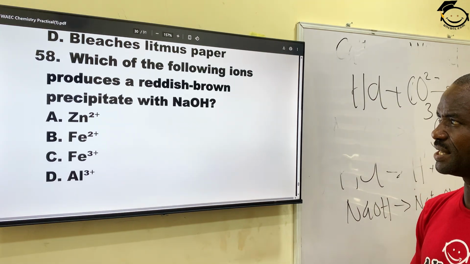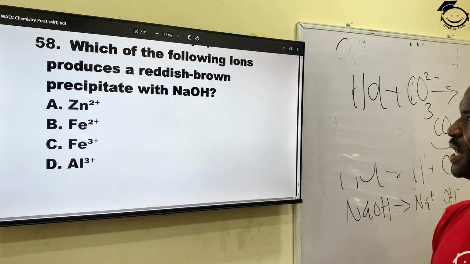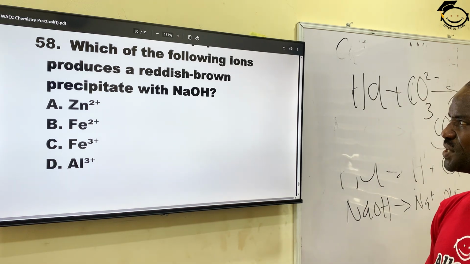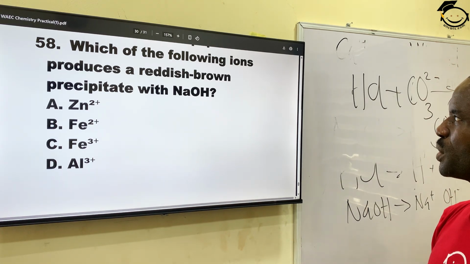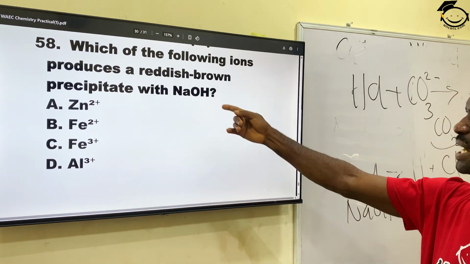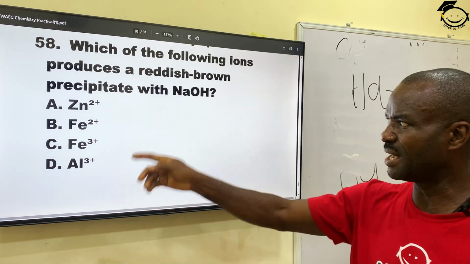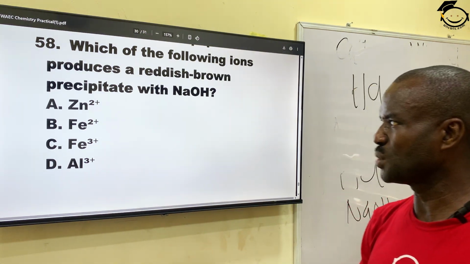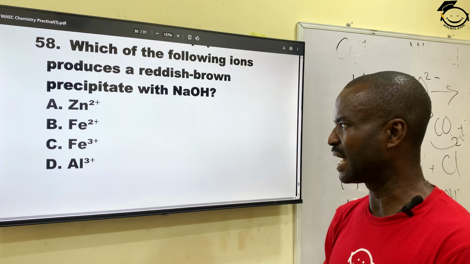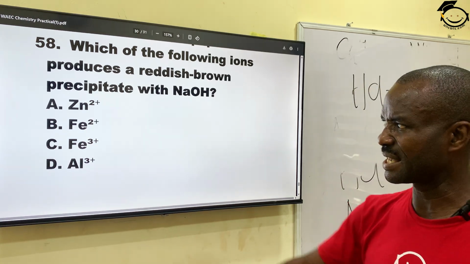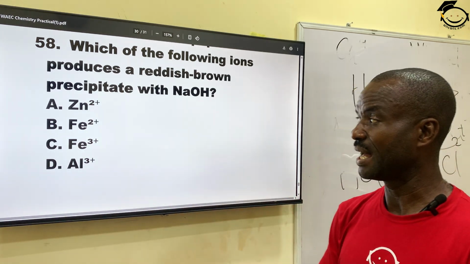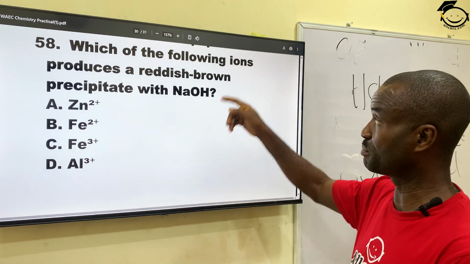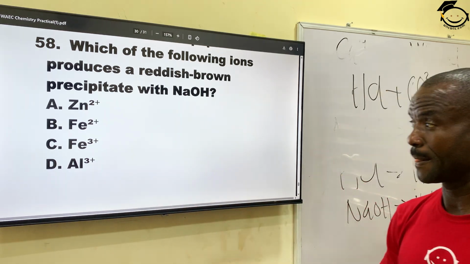Question 58. Which of the following ions produces reddish brown precipitate with sodium hydroxide? The options are A. Zinc 2 ion, B. Iron 2 ion, C. Iron 3 ion, and D. Aluminium ion. The correct answer is iron 3. Iron 3 will give a reddish brown precipitate with sodium hydroxide.